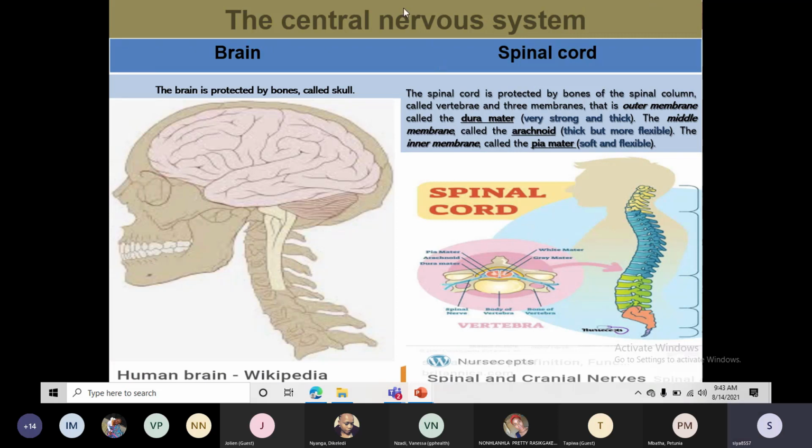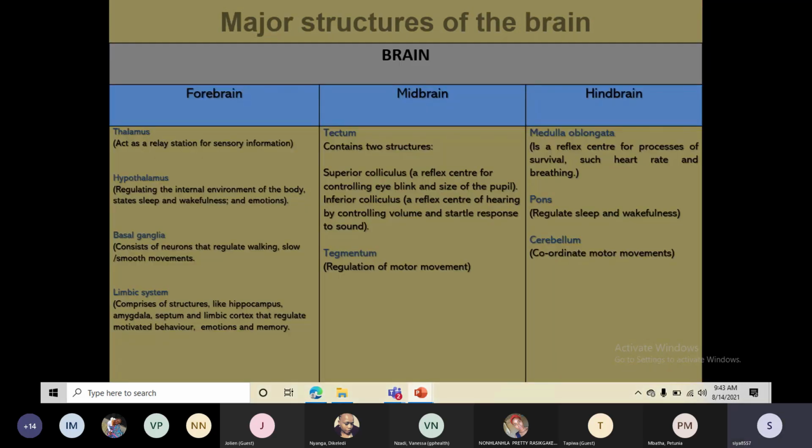Okay, brain and spinal cord. The key: what protects the brain and the spinal cord? The brain is protected by the skull, whereas the spinal cord is protected by the bones called vertebrae. The vertebrae are covered by 3 membranes. That is dura mater, which is thick and strong. Arachnoid, which is in the middle, thin and more flexible. The inner membrane, that is pia mater, which is soft and flexible. So those are the key major structures of the brain.